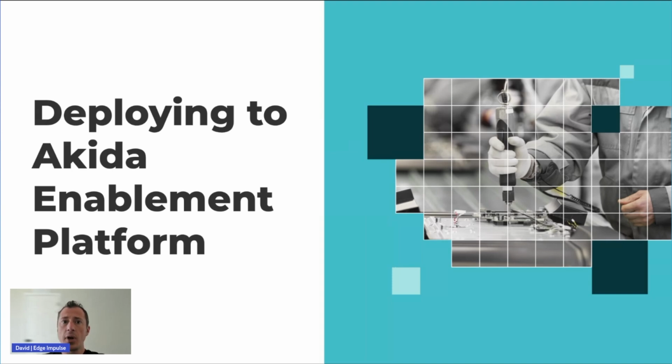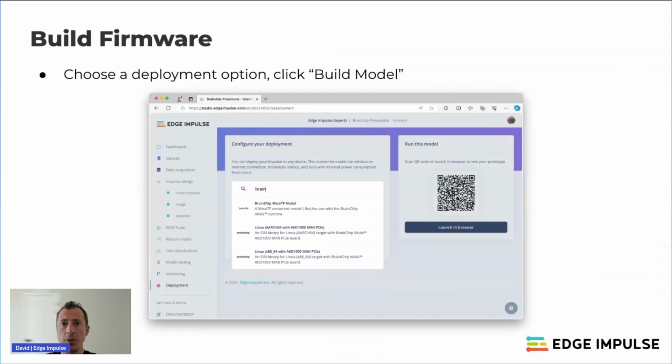The first thing I want to do is build an Akida optimized deployment package from the Edge Impulse Studio. On the left, click on Deployment, and you can begin typing the word BrainChip into the search box to narrow down the choices for Akida. My particular hardware is the Linux AArch64 with AKD1000 mini PCIe card, so I've selected the one in the middle. But if yours is different, simply choose the one you need. This will build a package and download it to your laptop or desktop in a zip file.